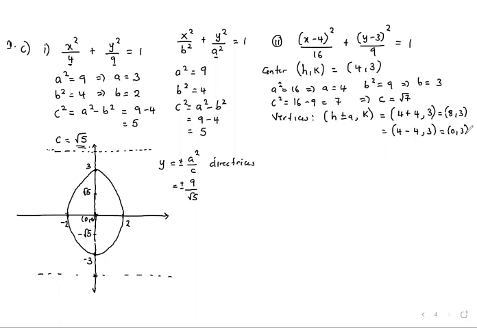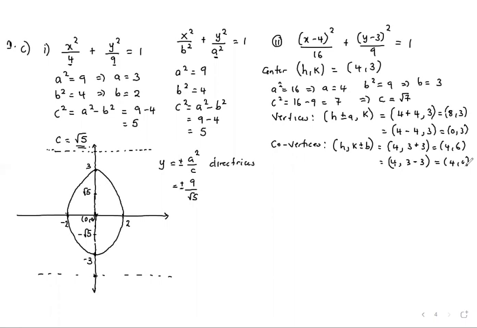The major vertices, then the minor ones, which are the co-vertices. The formula is very easy: H, K plus or minus B. Our H is 4, our K is 3 plus B, which is 3. So this will give us 4,6. Then the other one, 4, 3 minus 3. So this will give us 4,0. Is it? K is 3, B is 3. Yes, so we get 4,0.